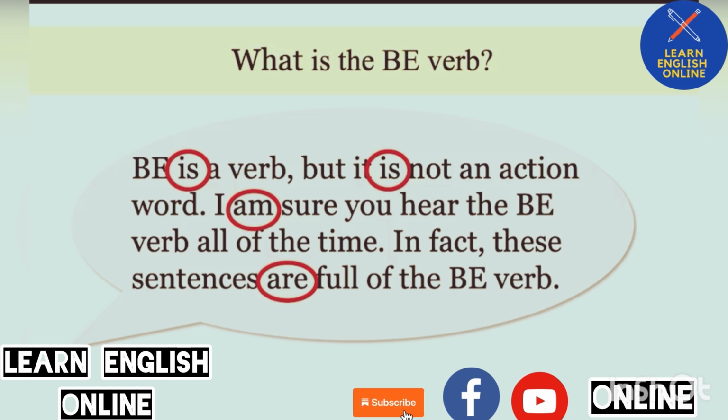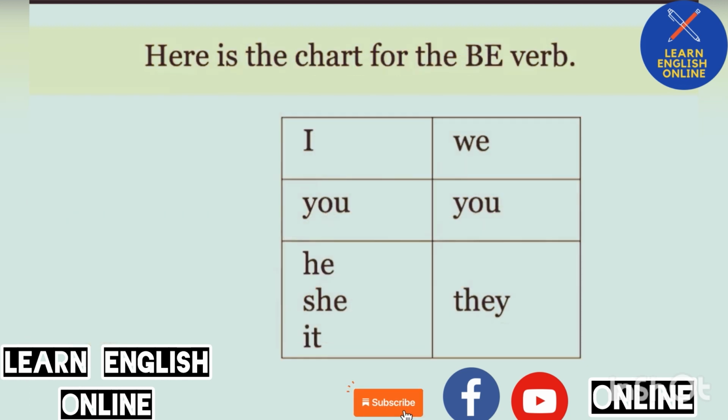Let's look at the verb chart for be in the simple present. Here's a chart with the pronouns, and here are the forms of the be verb. I am, you are, he is, she is, it is, we are, you are, and they are.